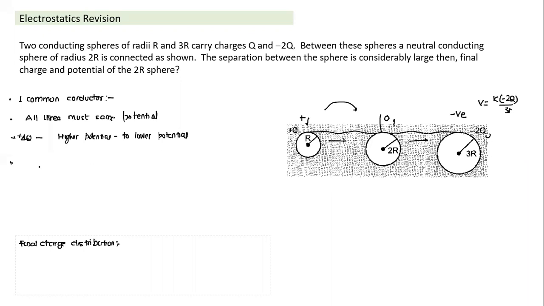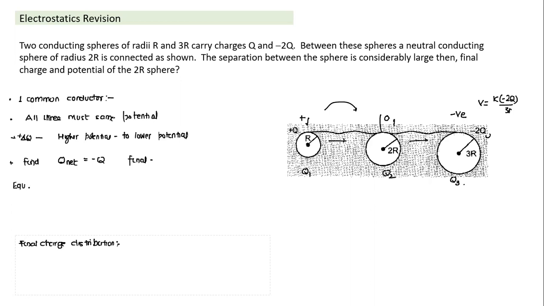Initial net charge is equal to the final net charge; charge will be conserved. So the initial net charge here is equal to minus Q, so the final net charge also will be equal to minus Q. Let's say this sphere has charge Q1, this has a charge Q2, and this has a charge Q3. If these are the charges, the potentials have to be equal.